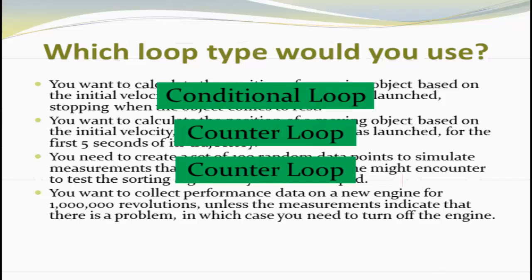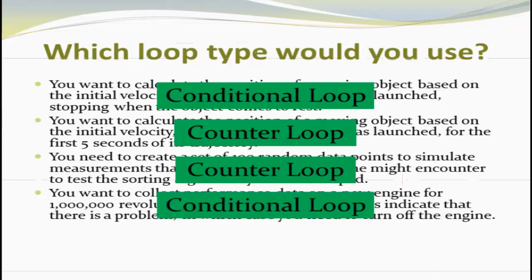Well, you see that we have the million revolutions there, so you might initially think that we would want to use a counter-based loop. However, we have that second part of the statement that says unless the measurements indicate there's a problem. So for this case, we'd actually have a conditional loop with 2 conditions. The first condition is basically a counter condition, so once we reach a million revolutions, then we stop.